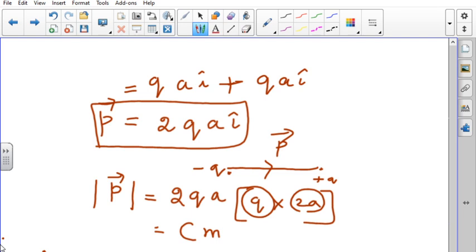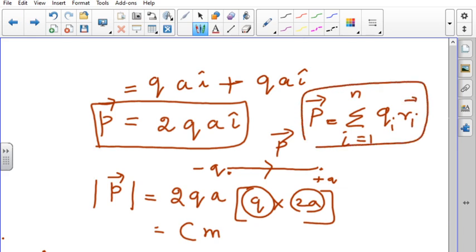Finally I conclude with one piece of information. It is also possible to define and calculate the electric dipole moment for either a single charge or any system of charges with the expression P vector equal to summation i equal to 1 to n Qi Ri vector, where Ri vector is the position vector of charge Qi from the origin. Thank you.